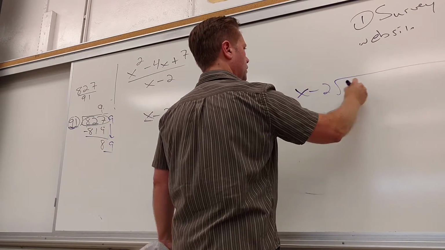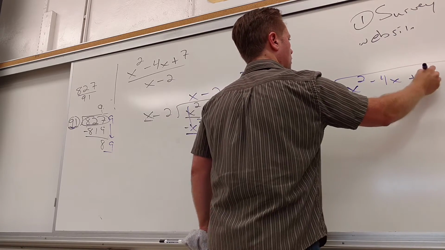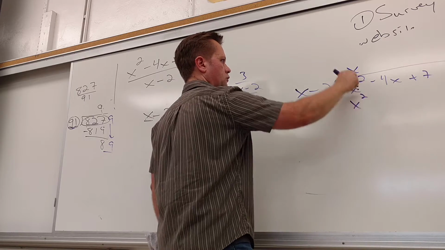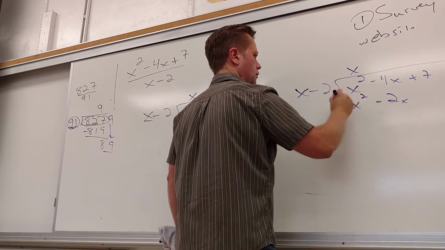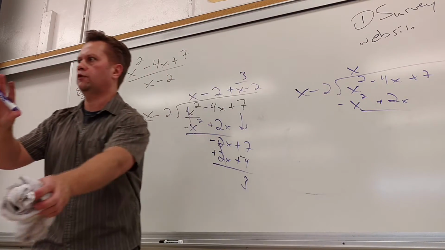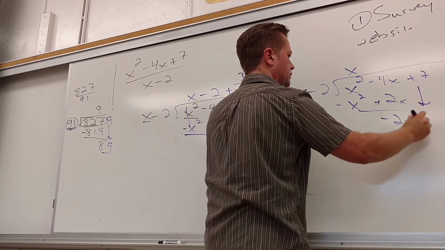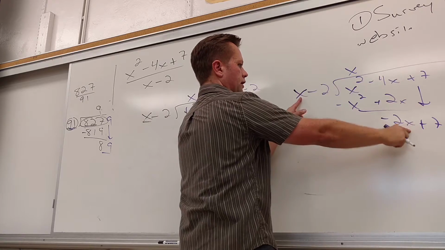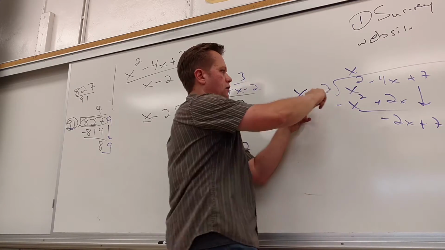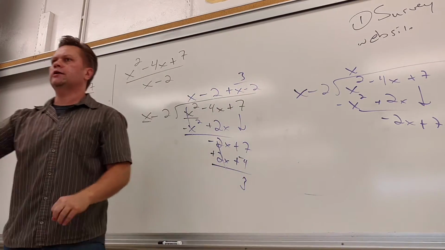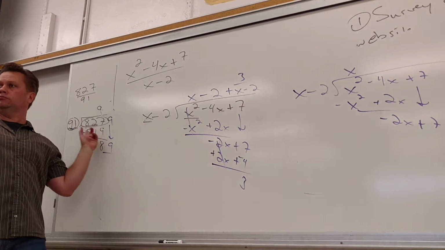Let me do this again real quick. X times what is x squared? X. X squared minus 2x. Change the sign. Is everybody cool so far? Then you add, those go away, that becomes negative 2x. You bring down the plus 7. X times what is negative 2x? X times what is this? X times what is this next thing? The process keeps going because that's exactly what we would do with numbers.